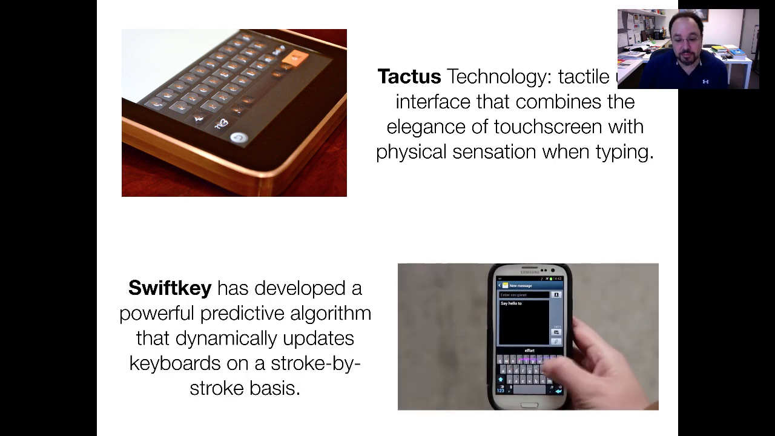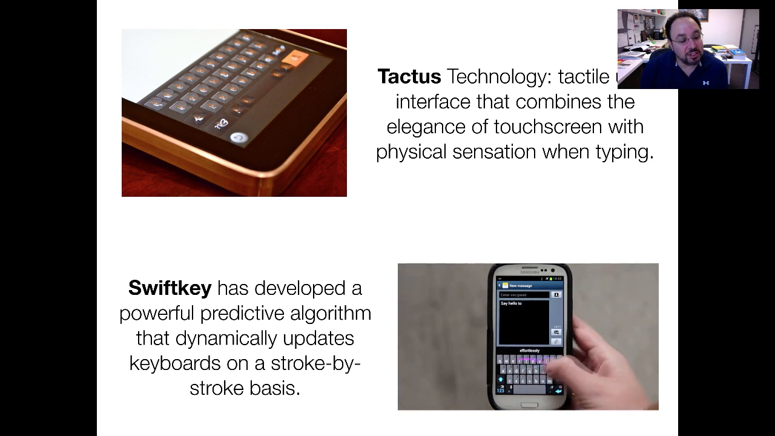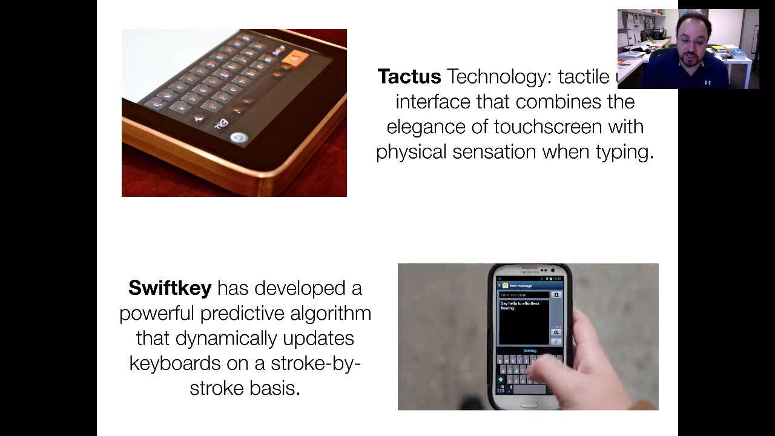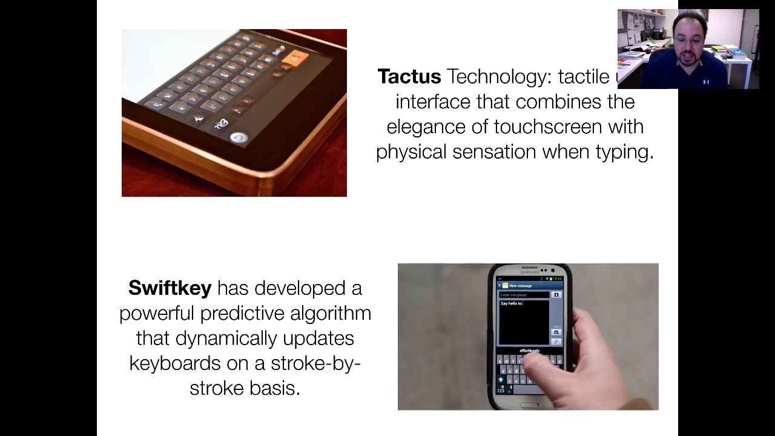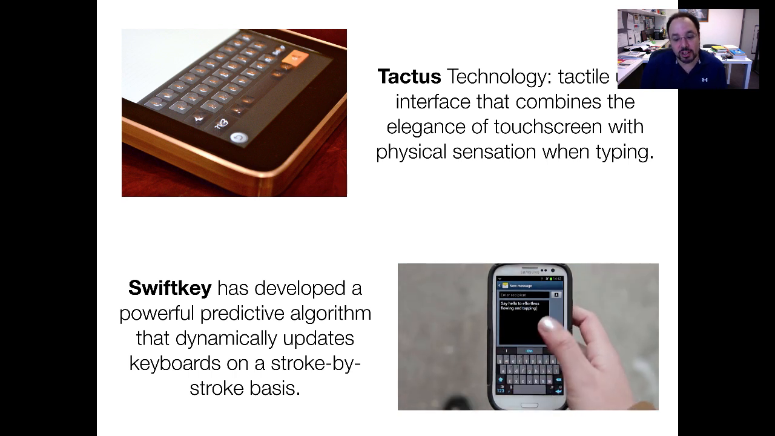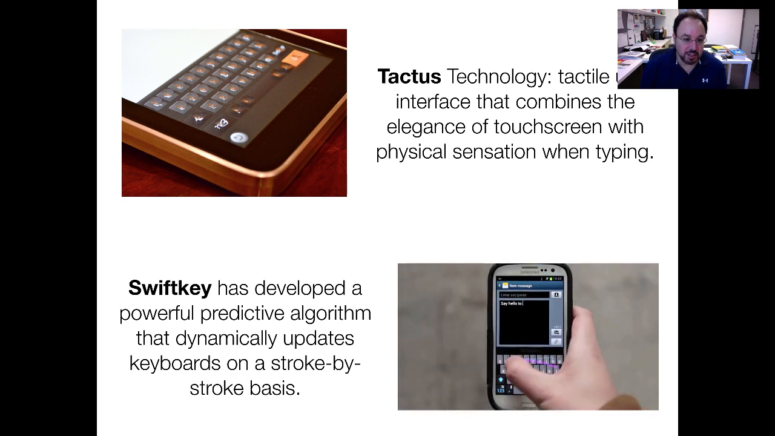We also have SwiftKey. This is an earlier demo of one on a Samsung phone that is simulated, so no one has to worry. SwiftKey developed this very powerful predictive algorithm that dynamically updates keyboards on a stroke-by-stroke basis. So you can see how that is working there. Basically, it is using, and we all love this, AI to predict what people are trying to type to make them be able to type quicker with fewer presses. Now, a lot of the keyboards we see today are using similar versions of that, but SwiftKey is just an example of it.